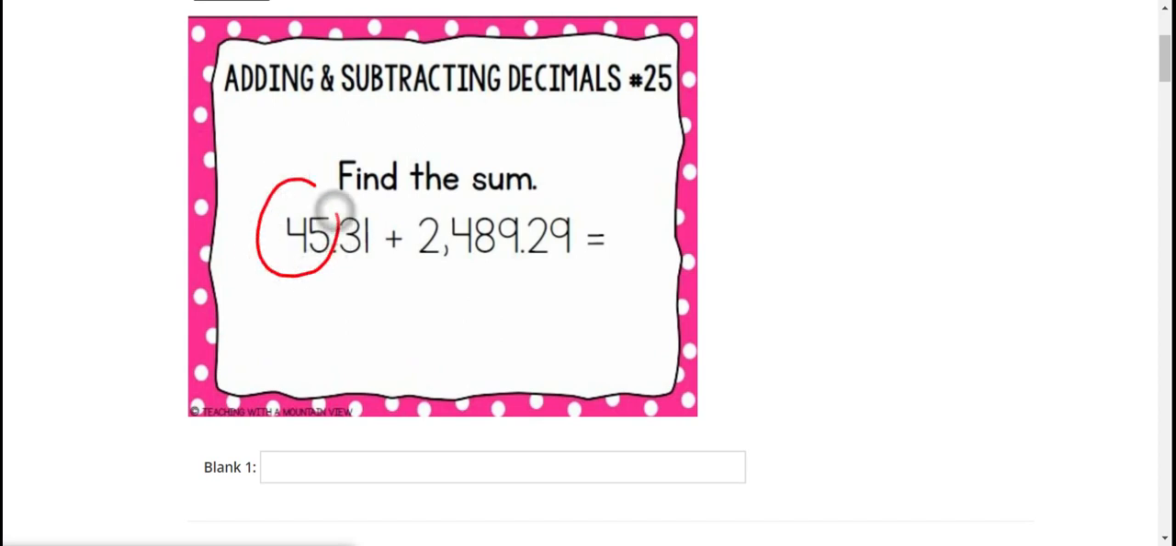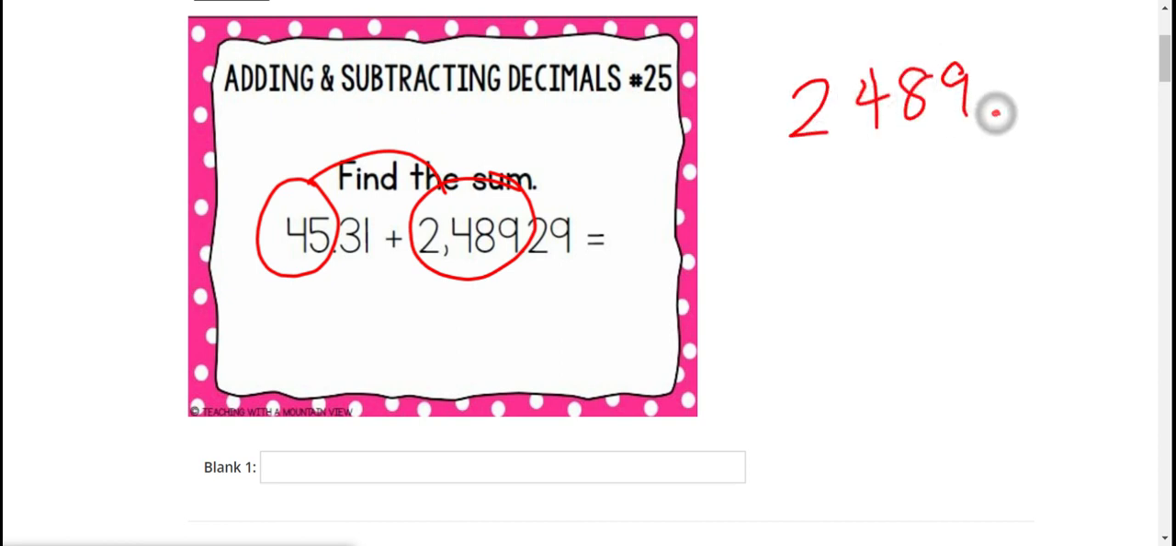Number one, you're going to take a look at your two numbers. You have 45 being added to 2,489. So line up your decimals in order to add and subtract: 2,489 decimal, and then we have 45 decimal. So these are your whole numbers. Now we go into the decimal place value. There's 29 on the right side of 2,489, and there's 31.